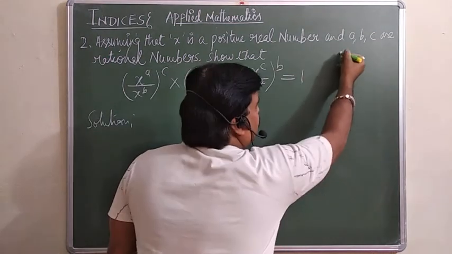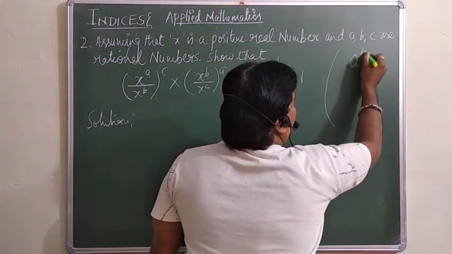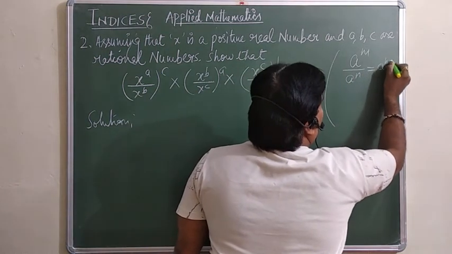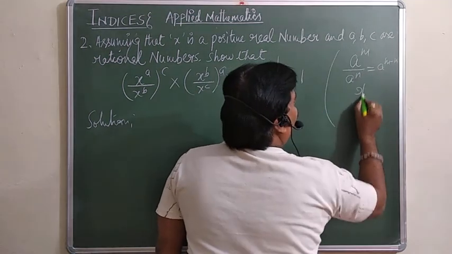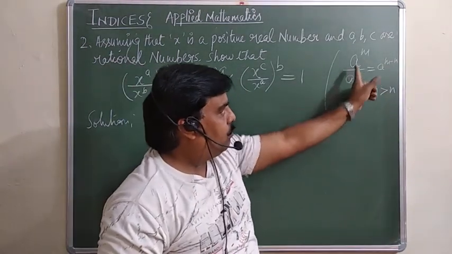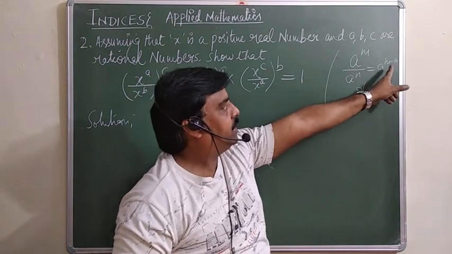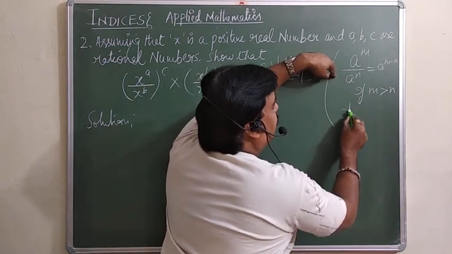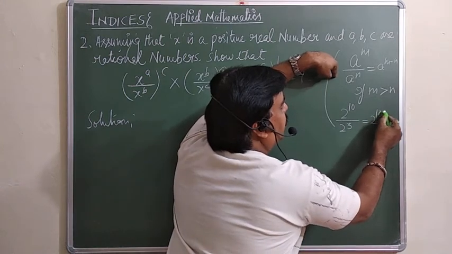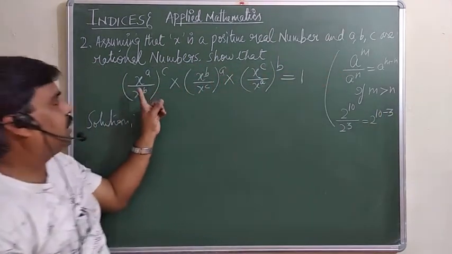See, just remember these laws. a raised to power m over a raised to power n is equal to a raised to power m minus n if m is greater than n. This is already we know that. If a raised to power m whole over a raised to power n, that can be written as a raised to power m minus n. You can say like 2 raised to power 10 over 2 raised to power 3, so that is equal to 2 raised to power 10 minus 3. So same method we will apply here.